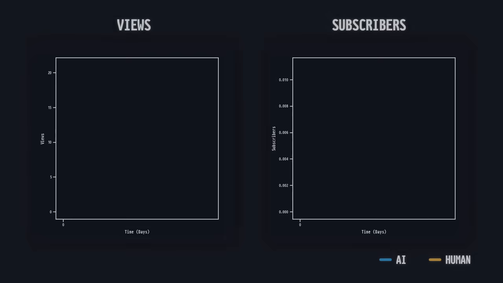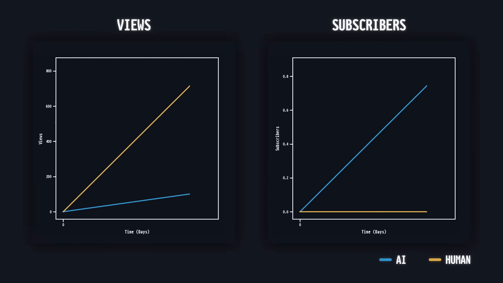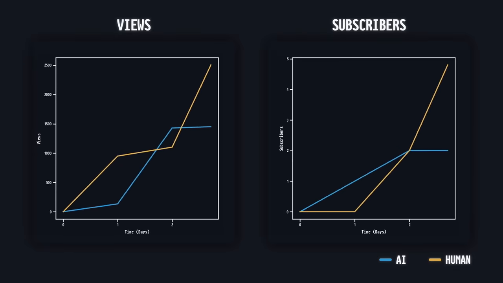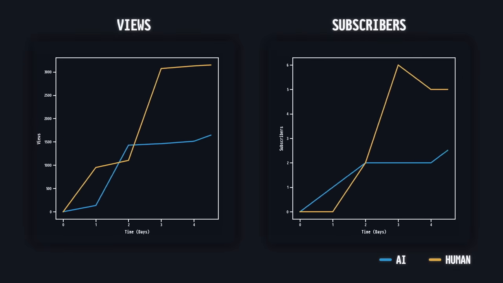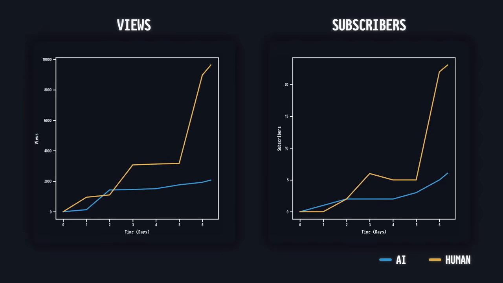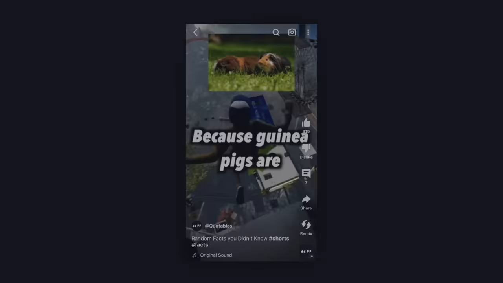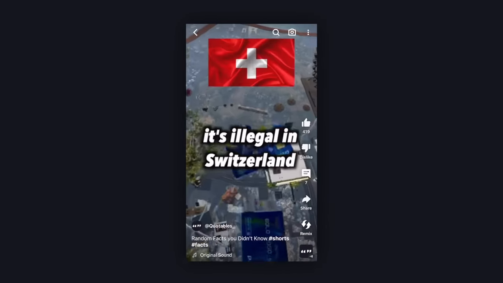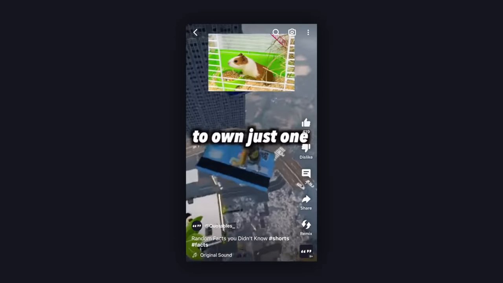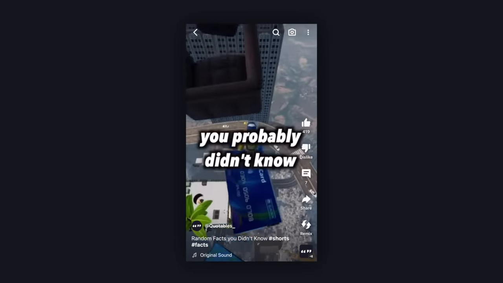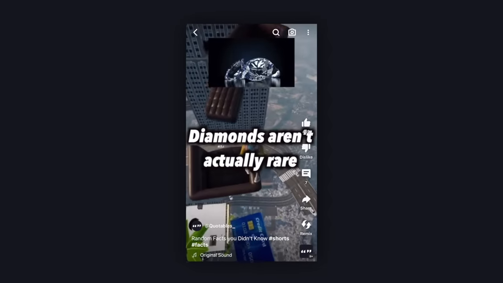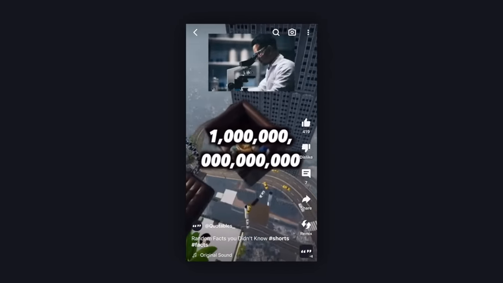The graph on the left will show the total views each channel got over time, and the graph on the right will show the total subscribers. Both channels got off to a bit of a slow start, but by the end of the first week, it was clear that the human channel was doing much better, having over 4 times as many views and subscribers as the AI channel. The main reason for this disparity was this fact compilation video, uploaded on the human channel. This video was by far the most successful video that had been uploaded on either channel, and ended up getting over 10,000 views.